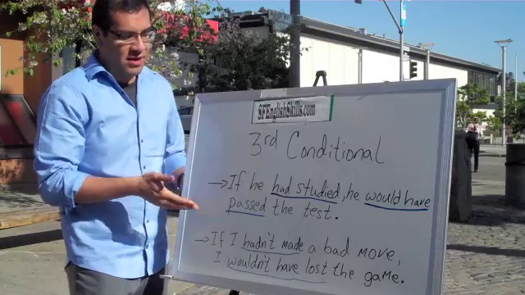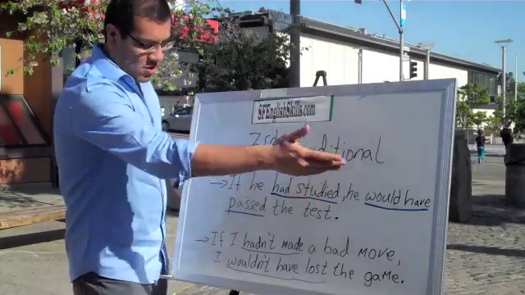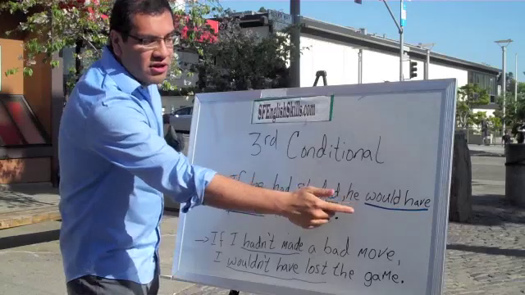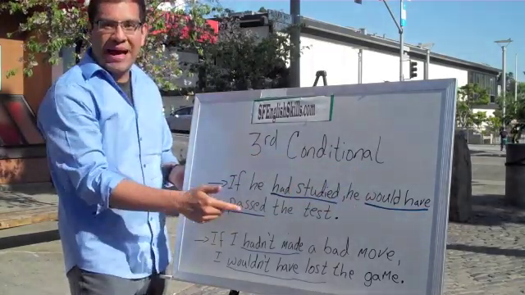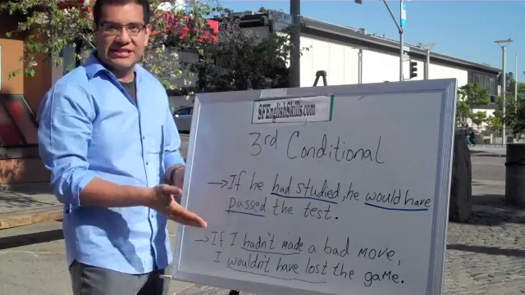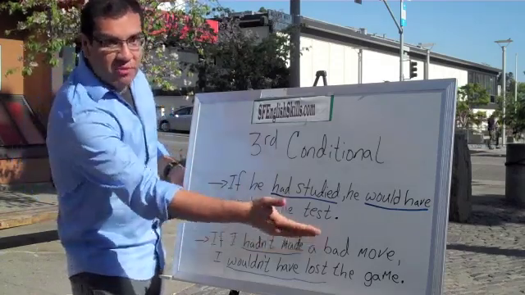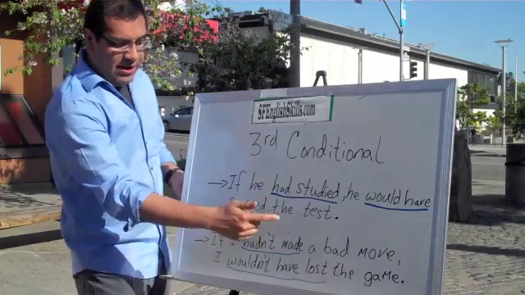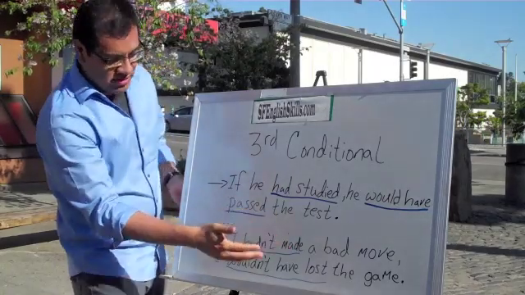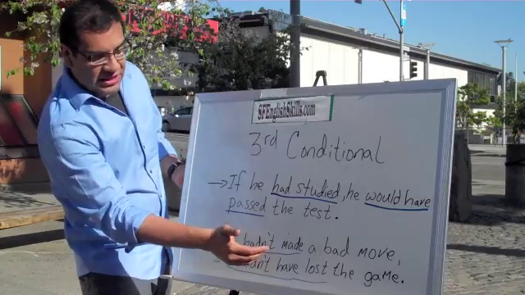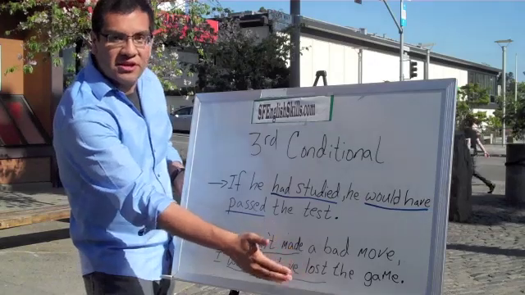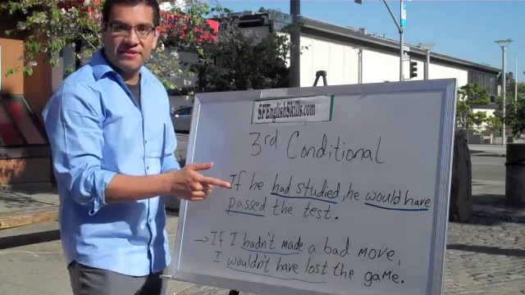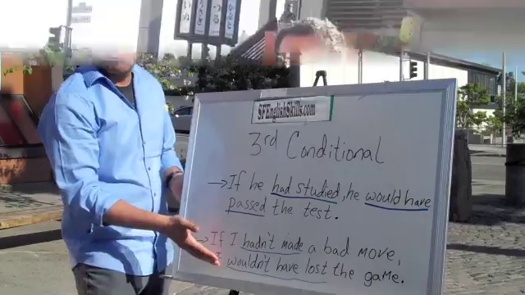Our first example, if he had studied, comma, he would have passed the test. Had studied, past perfect, we have would plus have plus PP of pass, which is passed. Next example is if I hadn't made a bad move, comma, I wouldn't have lost the game. Hadn't made, past perfect, wouldn't plus have plus lost, which is the PP of lose. Now if you notice, the first sentence is positive, and the second sentence is negative.